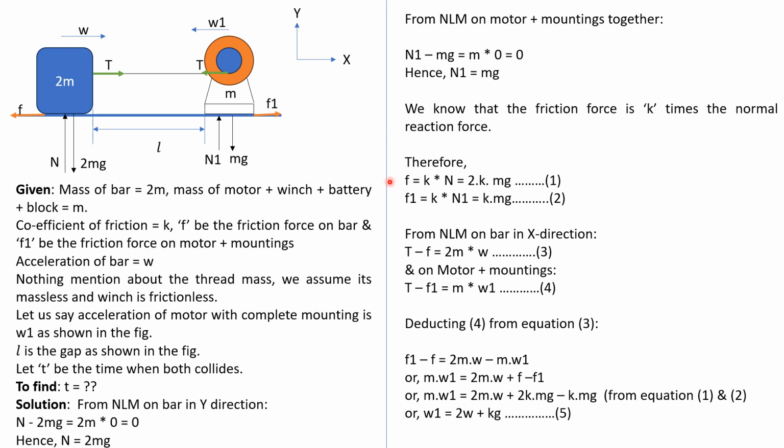Now by the friction force formula, we know that F will be K into the normal reaction force, means coefficient of friction into the normal reaction force. So K into N. So we put the value of N from here. So this is 2K mg. Similarly for F1, it is K into mg.